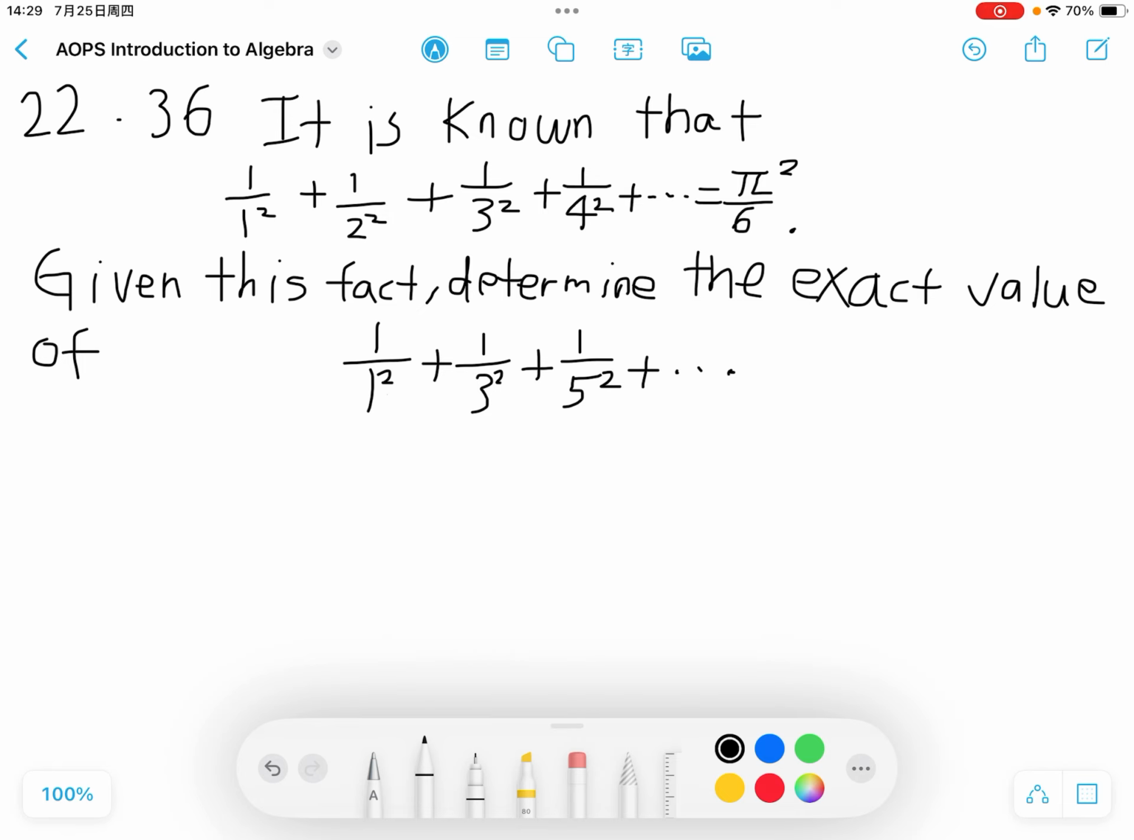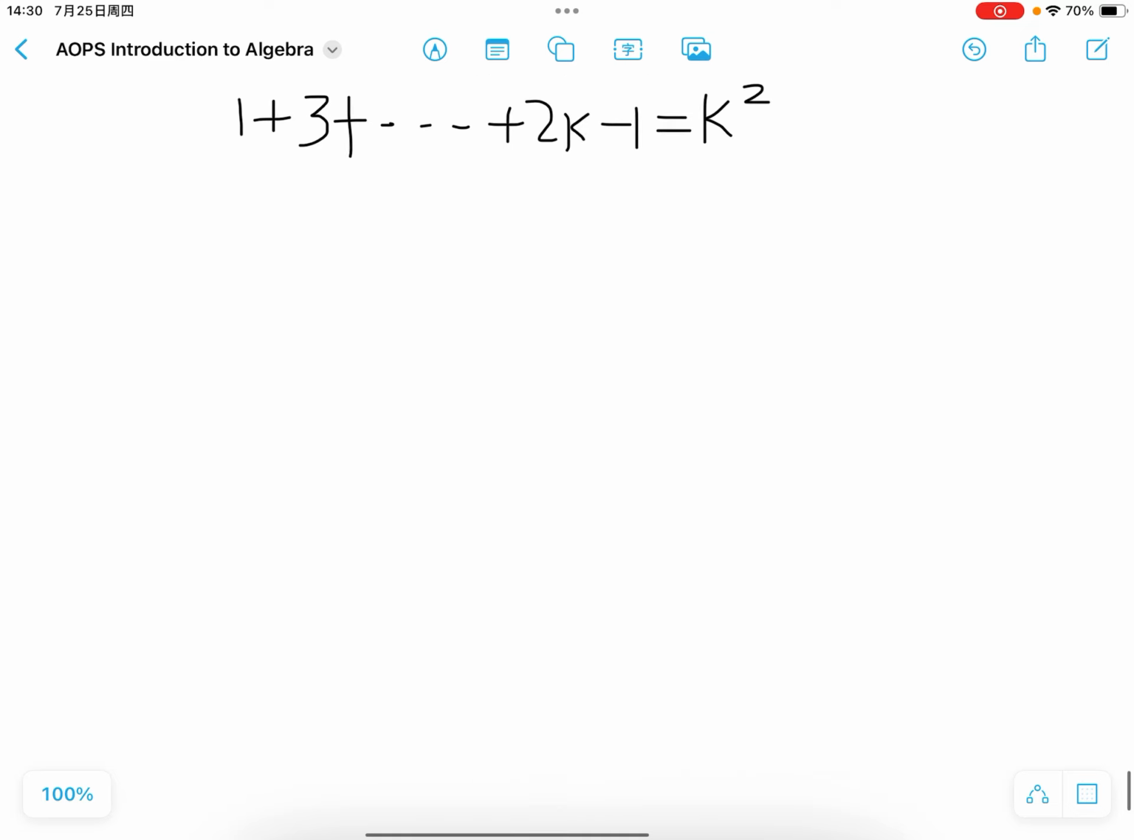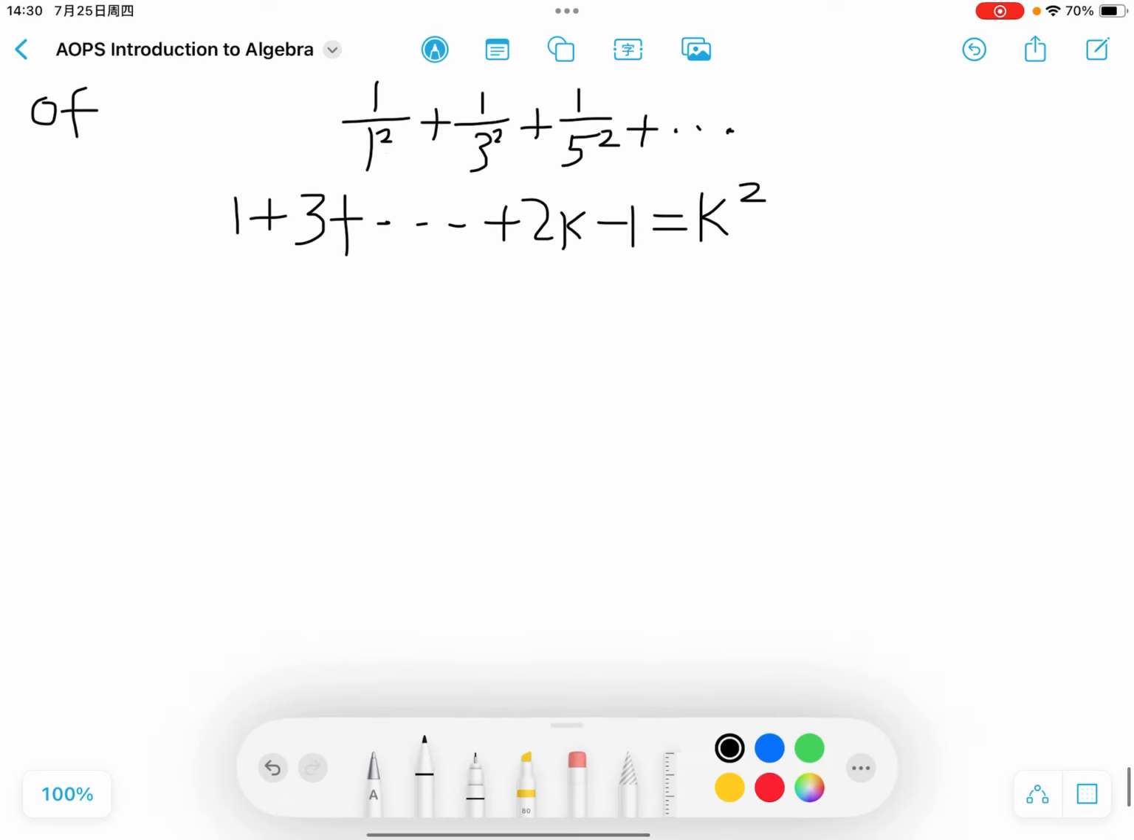So the first thing we want to try is to see if there are any formulas we know that we can plug into this equation. So we're going to try plugging in the fact that the sum of the first k odd integers, 1 plus 3 all the way to 2k minus 1, is equal to k squared. So we plug this in. If we plug 1 in as k, we plug 2 in as k, we plug 3 in as k. So we're going to try that.